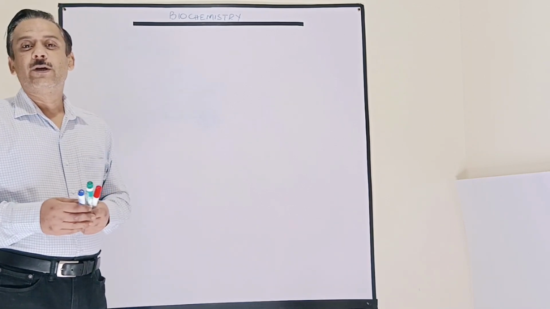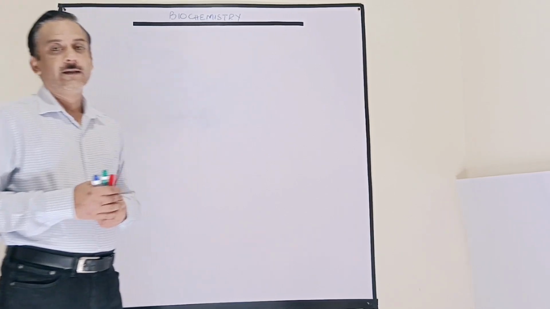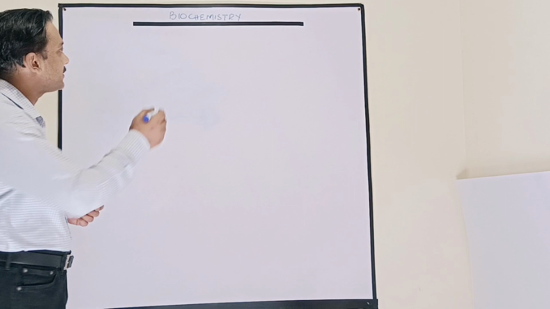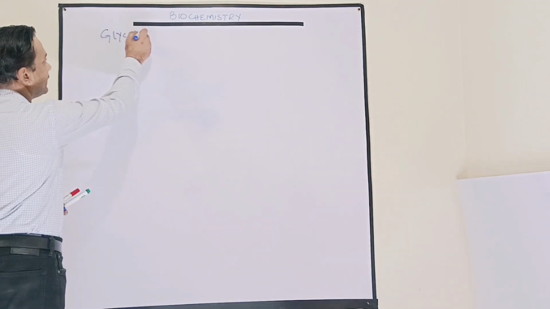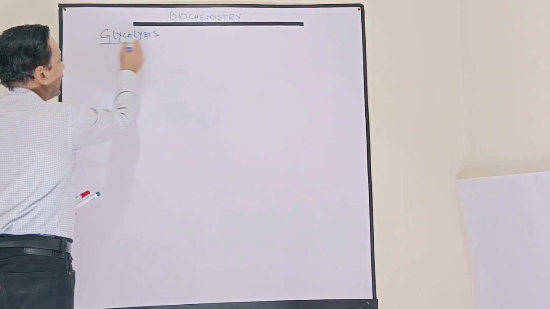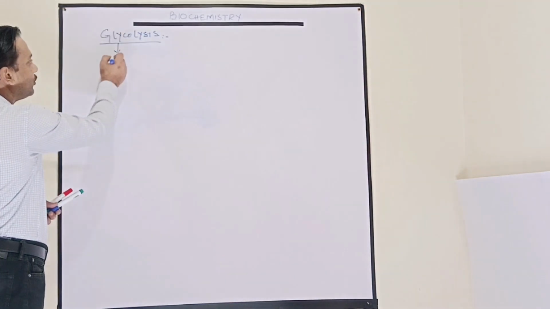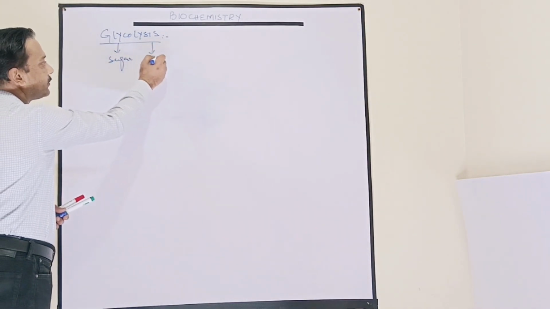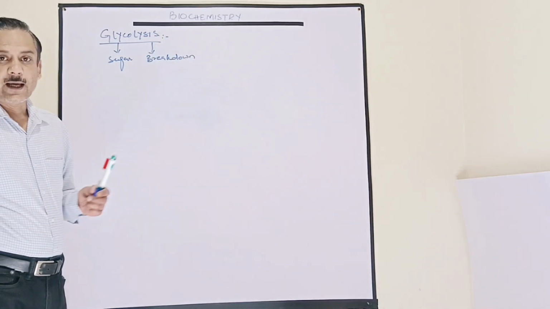So we will continue where we stopped. In the last lecture, we were discussing the metabolism of carbohydrates, and the process of glycolysis. Glycolysis is a combination of two words. Glyco means sugar and lysis means breakdown. So the breakdown of sugar molecule is called glycolysis.